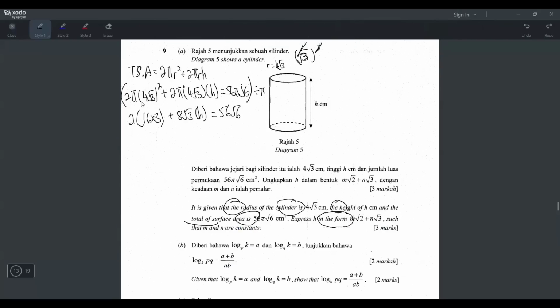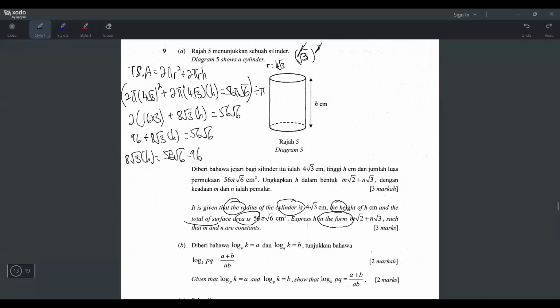Okay, now I will continue. 2 times 16 times 3, what's the answer? 96. Yeah, so you use your calculator, you get 96 plus 8 square root 3h. So I will just write 8 square root 3 times h equals to 56 square root 6. And since I want to find h, I will move the 96. So it becomes 8 square root 3 times h equals to 56 square root 6 minus 96.